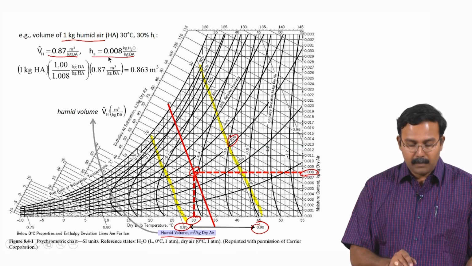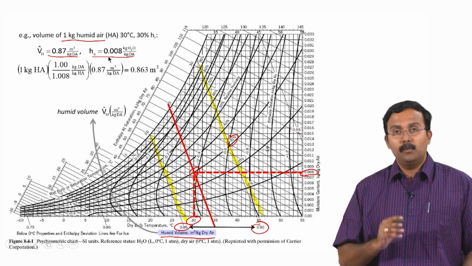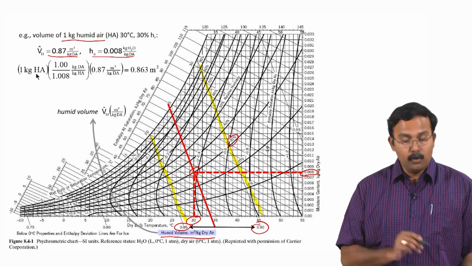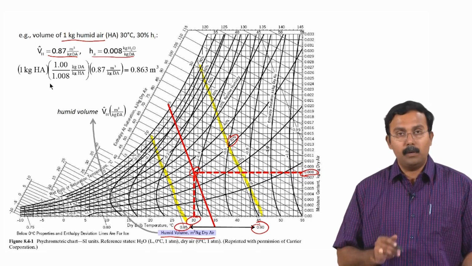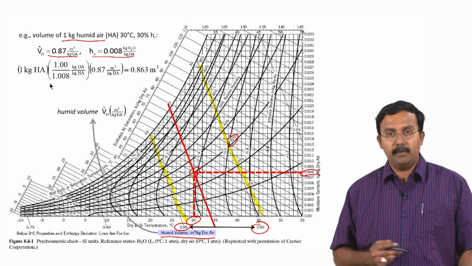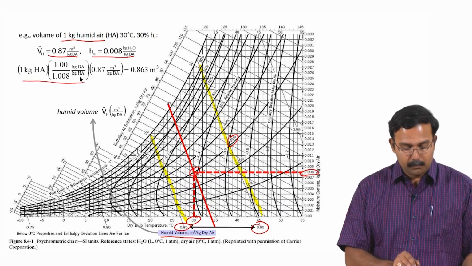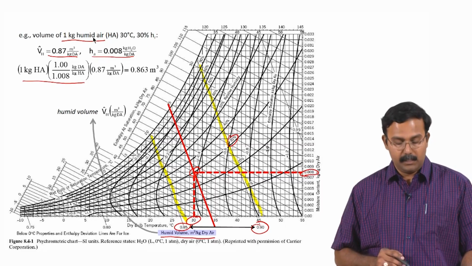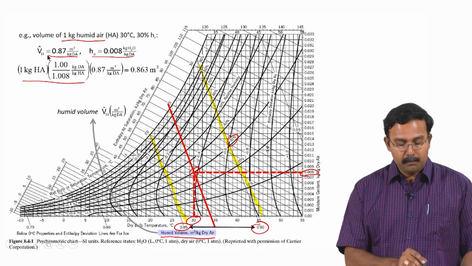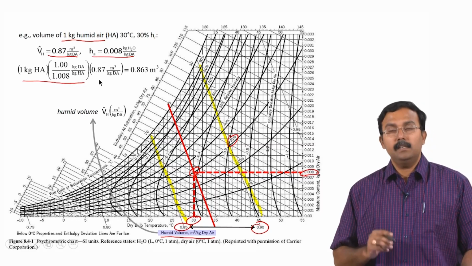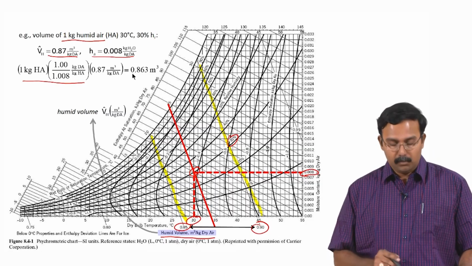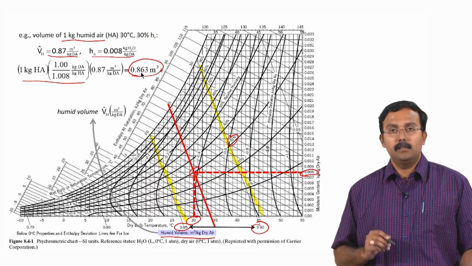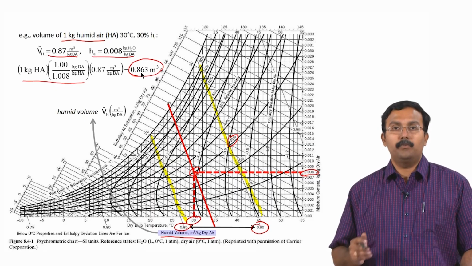So, 1 kilogram of dry air would actually contain 1.008 kilograms of humid air. So, 1 kilogram of humid air would contain 1 divided by 1.008 kilograms of dry air. So, that would be this term. That would give us the mass of dry air in the given conditions. That multiplied by the humid volume will give us the volume of the humid air, which is calculated as 0.863 meter cube.